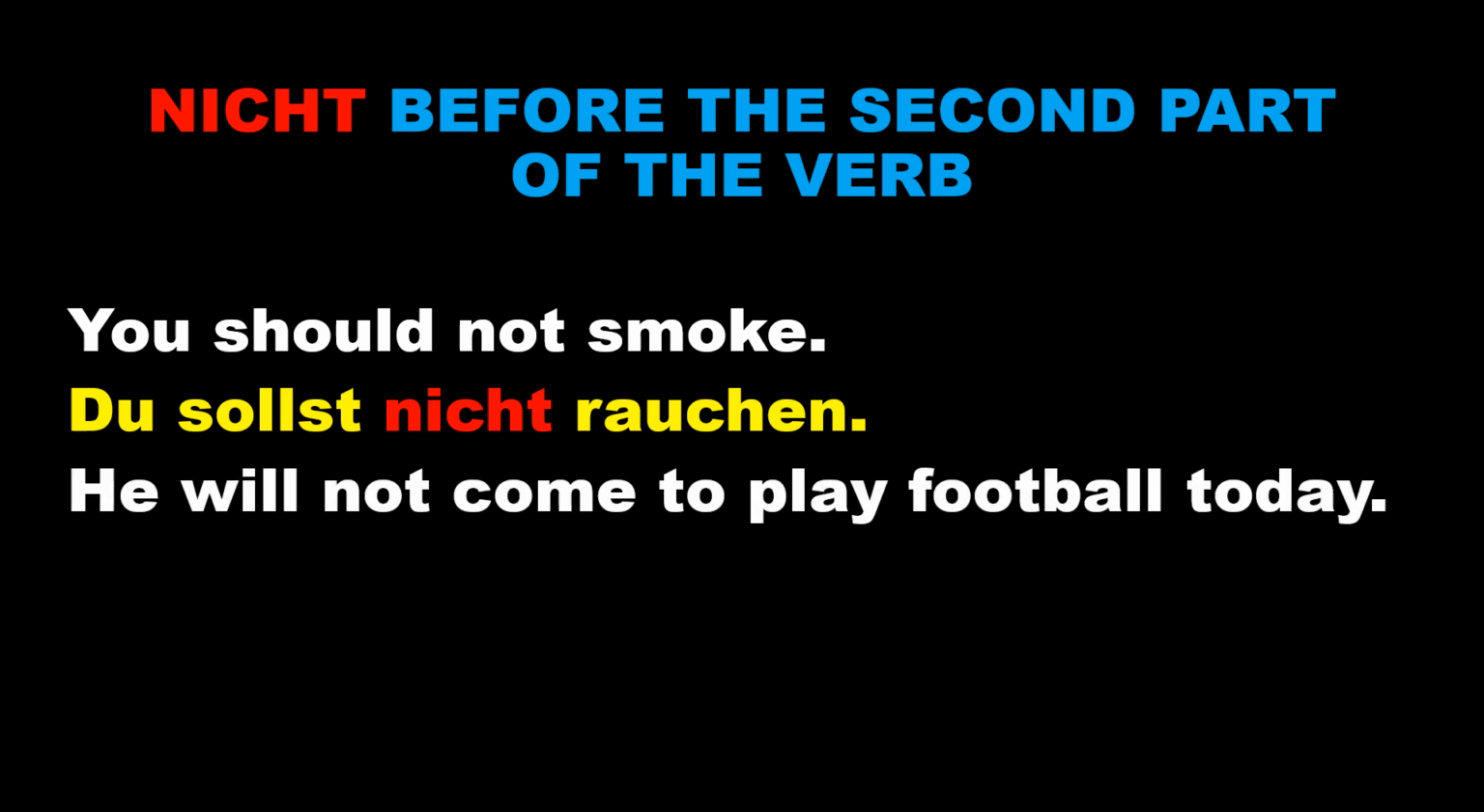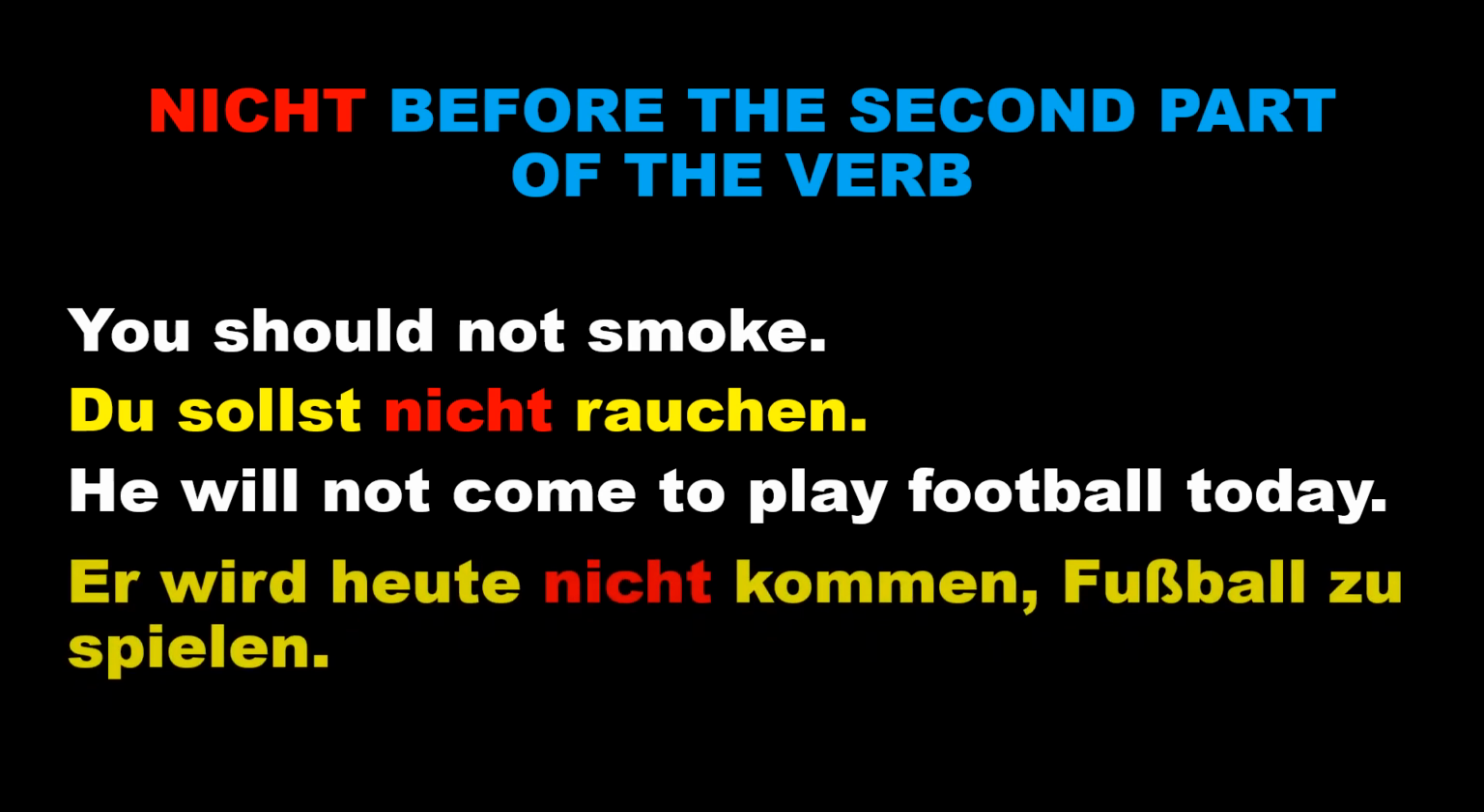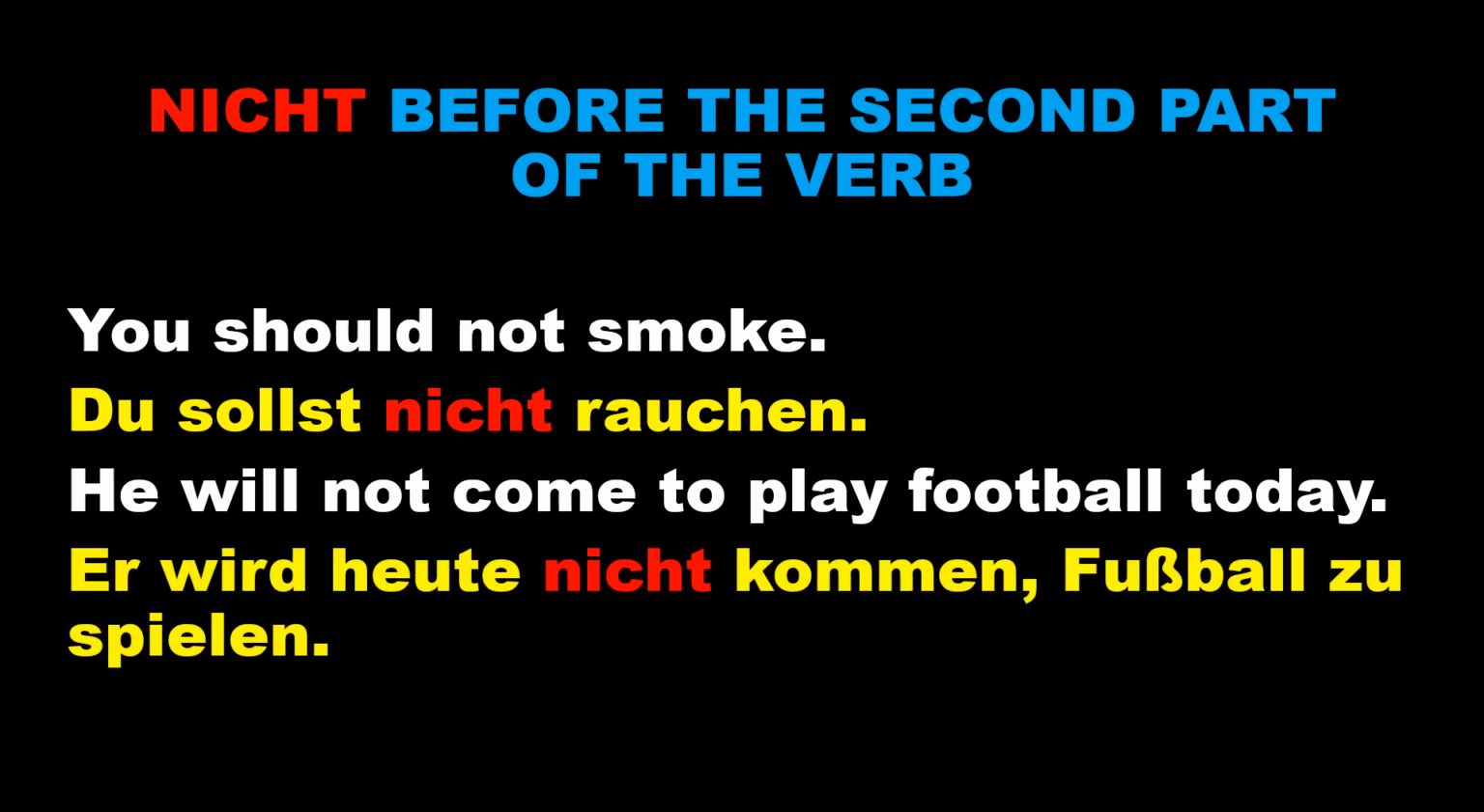Let's see one more example. He will not come to play football today. Let's see the translation. Er wird heute nicht kommen, Fußball zu spielen. Here again you can see it's a future tense. We have used the werden verb in conjugated form at the second position, and the main verb, kommen, is at the end of the first sentence in infinitive form. Nicht is positioned before the second part of the verb. That is how we will use nicht here. Let's go ahead.